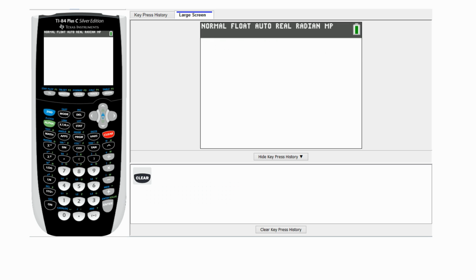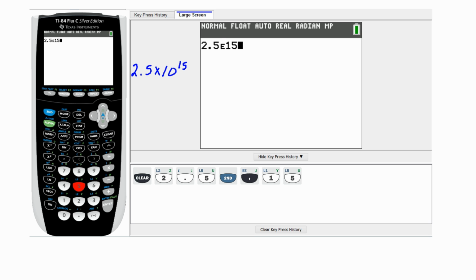Now let's say you want to type in scientific notation. Let's say that our number was 2.5 times 10 to the 15. The way you would type that, you do the 2.5 as usual, then right above your comma is EE. So we do second, comma, and then you just type your exponent. They use the double E to distinguish it from the letter E that is used in some programming for the calculator.